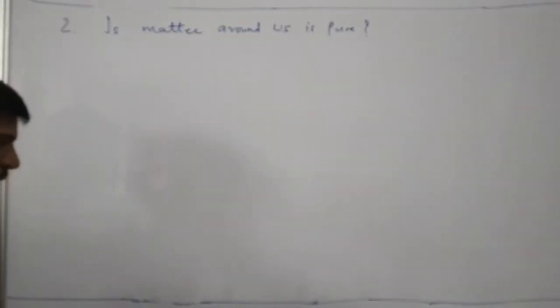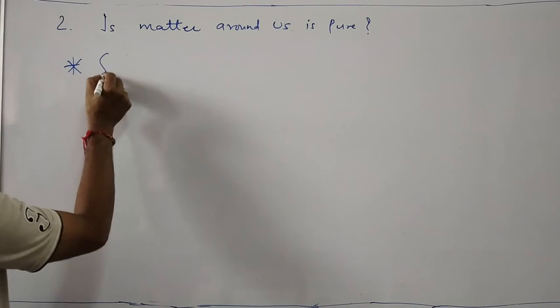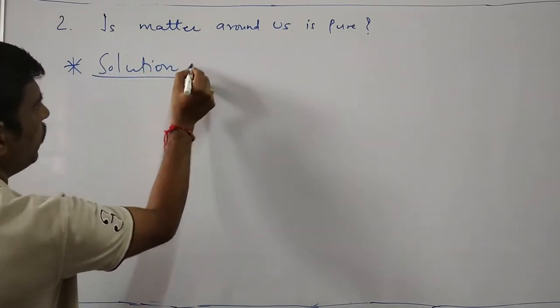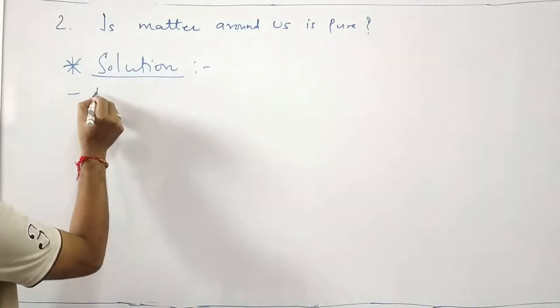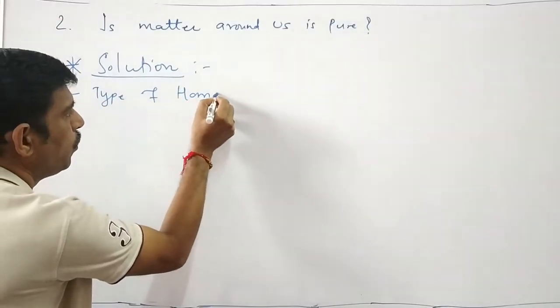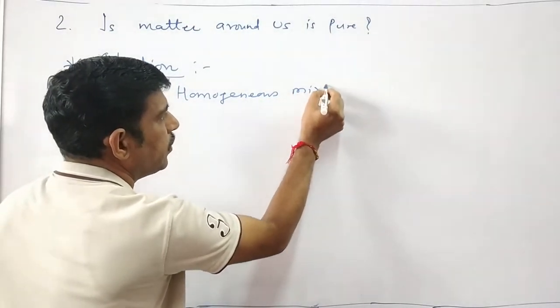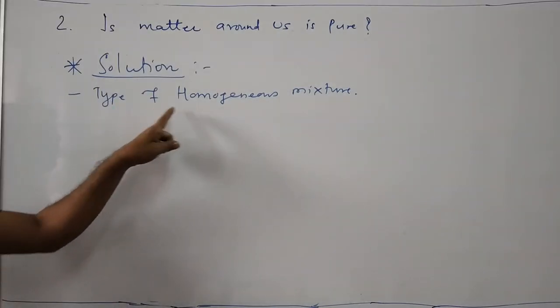Then focus on the main point, that is solution. Very important. What is solution? Solution is a type of homogeneous mixture. This is our first point. Solution is a type of homogeneous mixture.